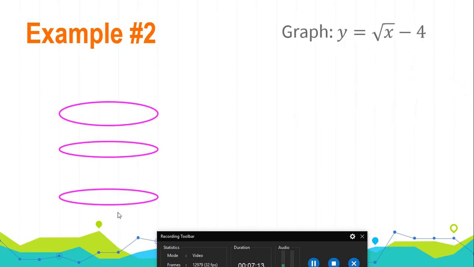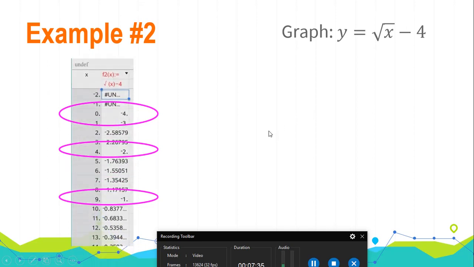In example 2, if you'll take a minute, start a new graph. When you activate the square root function and put the x inside, make sure you use the arrow to move you to the right before you hit -4. We want -4 to be outside that square root function. We don't want it to be underneath.